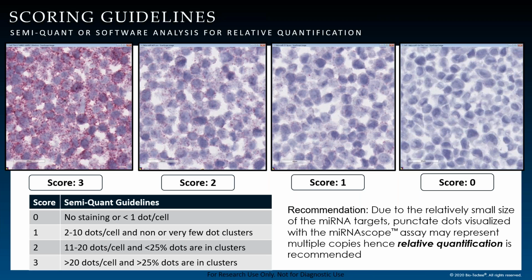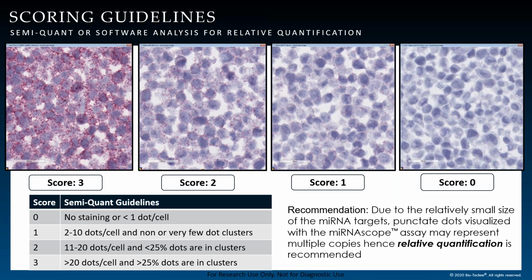Next, we'll focus on the miRNAscope scoring recommendations. The miRNAscope assay data could be analyzed with either semi-quantification or single-cell analysis with a software analysis tool such as HALO or other open-source software analysis tools. The semi-quantification scoring criteria shown here is specific for the miRNAscope assay, which provides guidelines for your target expression levels as counted by dots per cell.